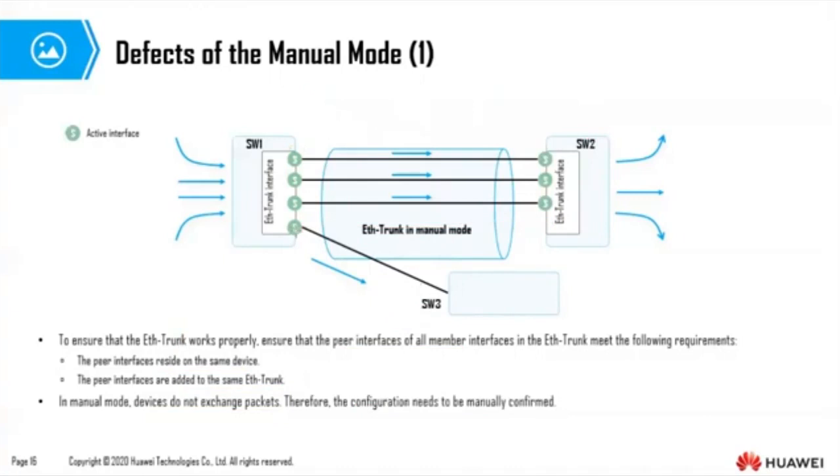We're going to load balance some data and send it to the wrong switch. Are you getting the point? So all the peer interfaces must be added to the same Ethernet trunk and must reside on the same device. So remember that.